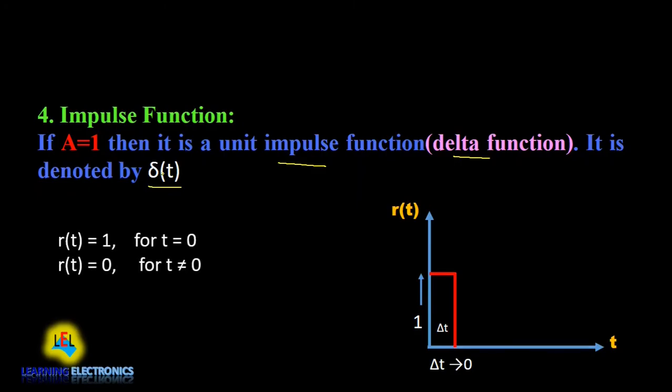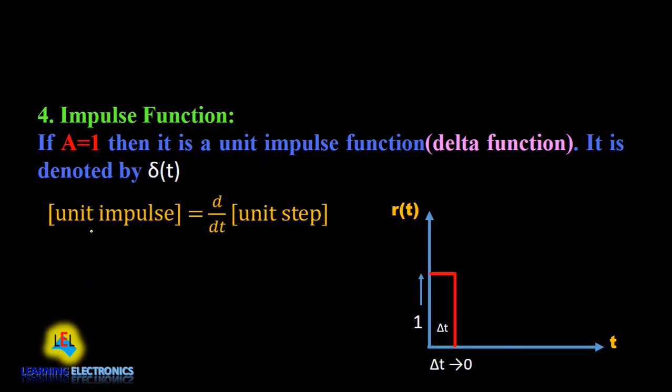Mathematically it is represented like this: r(t) is equal to 1 for t is equal to 0 and r(t) is equal to 0 for time not equal to 0. So this is the graphical representation of the unit impulse function. Okay, here we can see that it has a magnitude or amplitude of 1. So the area of this unit impulse function will be equal to 1, because the magnitude of the unit impulse function is equal to 1.